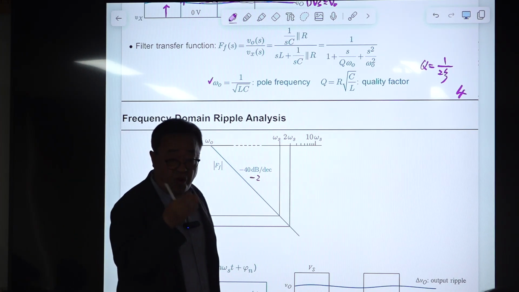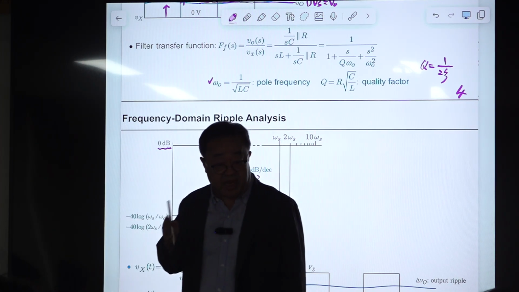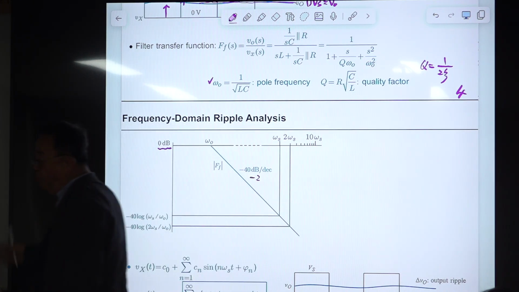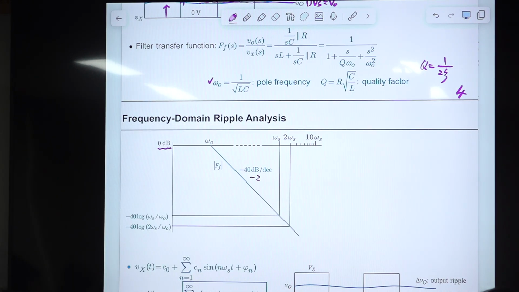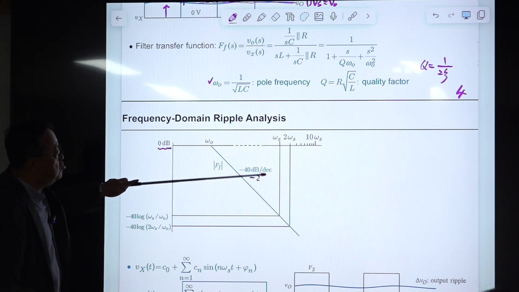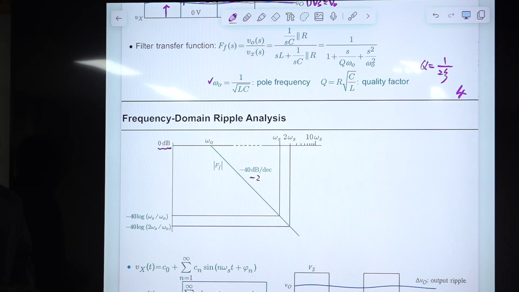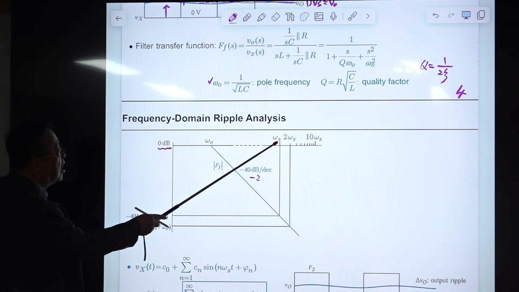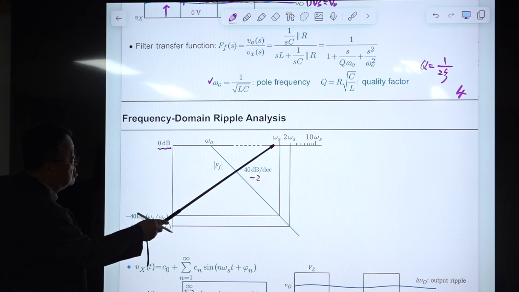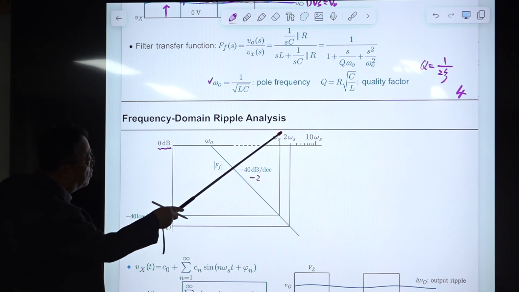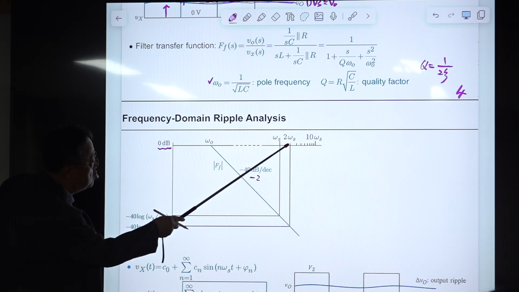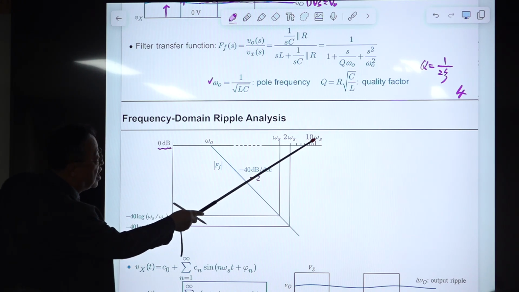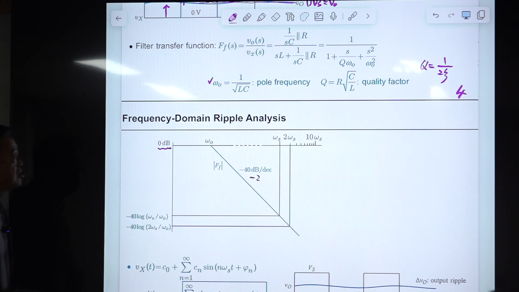Minus 40 dB per decade, something like that. It's a very convenient notation for representing this slope, so we don't use this one, we just use the number minus 2. Here is omega s, the switching frequency. This is the second harmonic, twice the switching frequency, and this is log scale. This is 10 times the switching frequency.